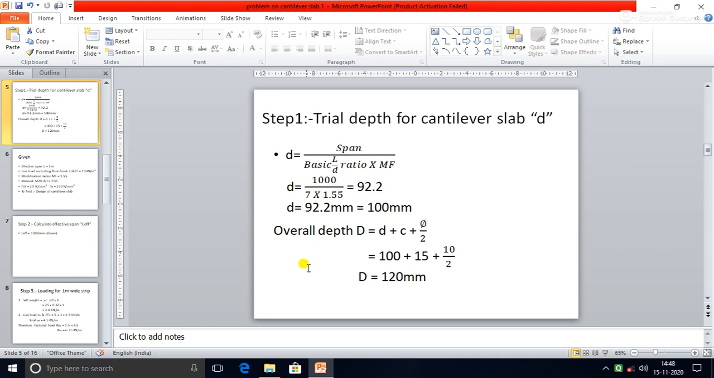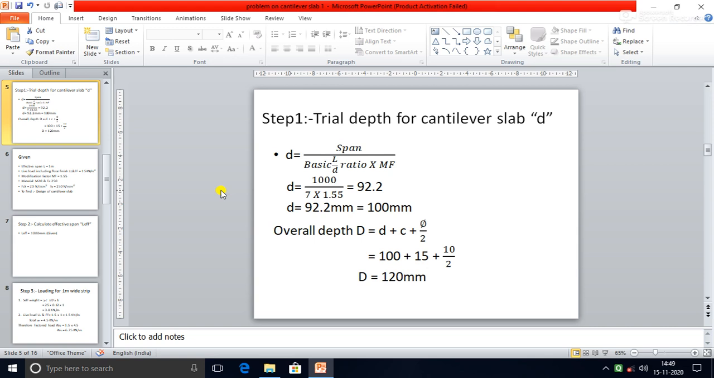So to calculate the overall depth, that is from top to bottom, the overall depth capital D is equal to the effective depth plus the effective cover. You can add the effective cover directly as 20 mm, or you can consider the diameter of bar by 2 plus the effective cover, that is D is equal to 120 mm. That is, we have assumed the effective depth as 100 mm and the overall depth as 120 mm. These are assumptions only.